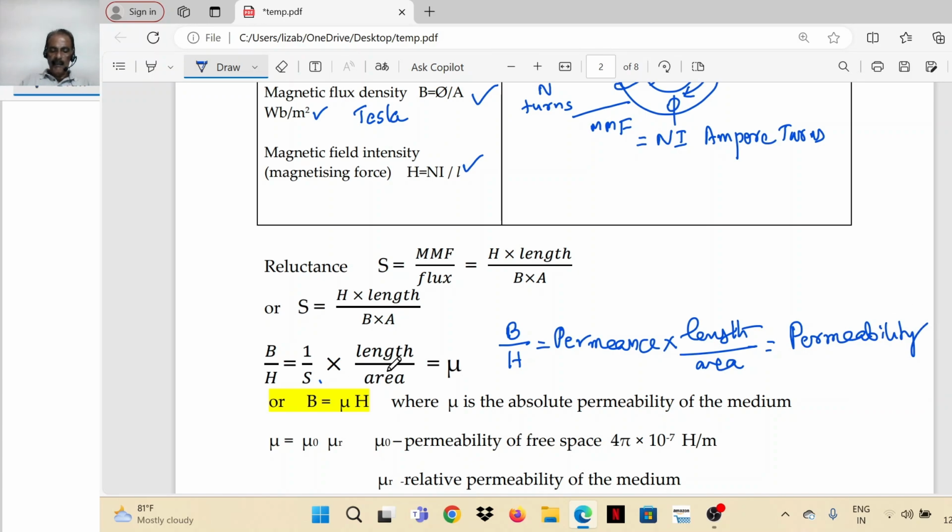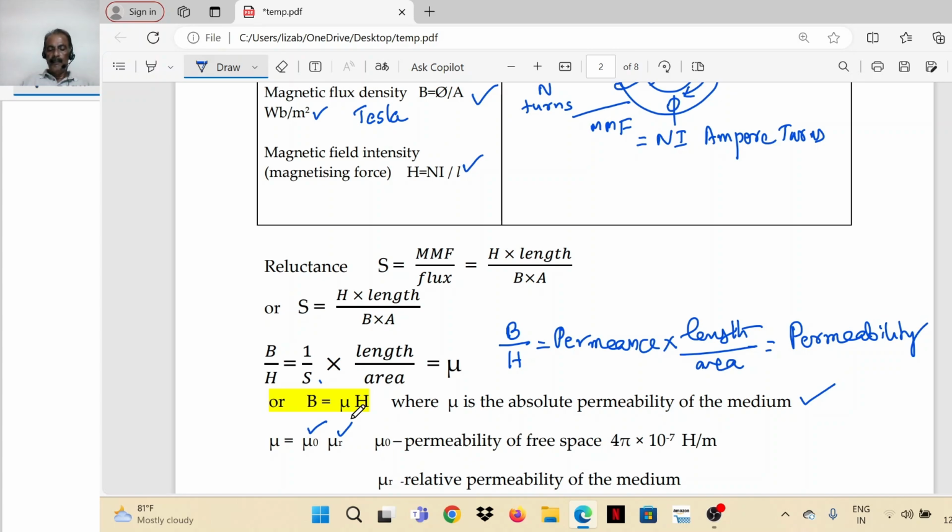So B by H we are getting as the permeability of the core material, or permeability of the iron ring, or permeability of the magnetic medium or magnetic material. So mu is called the absolute permeability of the medium. For this iron ring, we can express it as the product of two quantities, mu naught and mu r. Mu naught is the permeability of free space and mu r is the relative permeability.